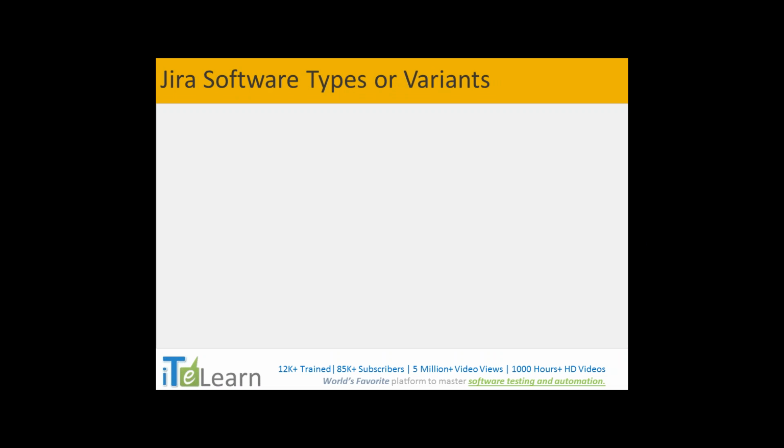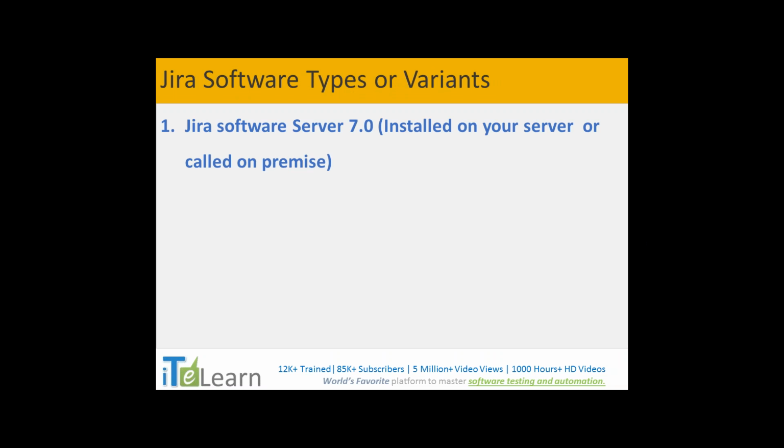Okay. Next, if you look at the Jira software types, the variants available, previously the option that we used to have is to download the software and install it on your machine. And that machine should have a server operating system only. So typically this was the software, and even today it is available. It is called Jira Software Server 7.0, which you have to install on your premise, on your server, and this is also called on-premise software.